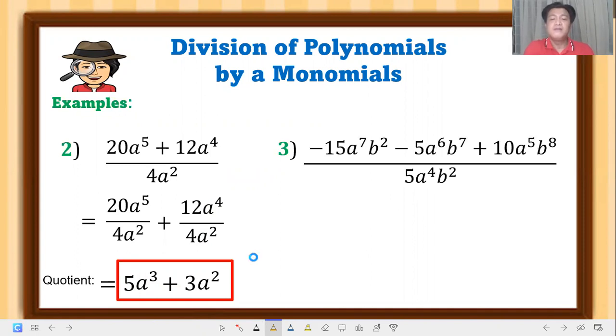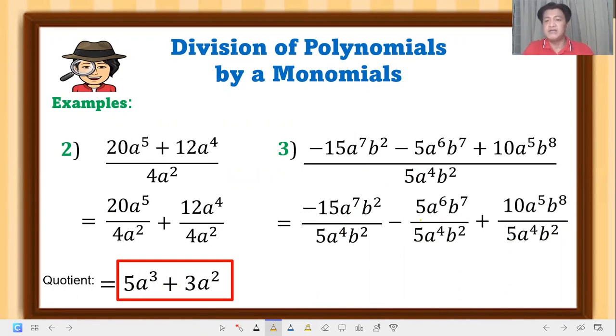Okay, we have number 3. Example, this time instead of a binomial, we have a trinomial over a monomial. So before you do the division, you have to separate each term. This is the first term, the second term, and the third term. Remember, if it is minus or negative, when you write it there, it stays, it does not disappear. And then you perform the division. What is negative 15 divided by 5? The quotient is negative 3. Okay, now the base A. A raised to 7 over A raised to 4, right? Apply the law of exponent, we subtract. 7 minus 4 will become 3, or simply A cubed.